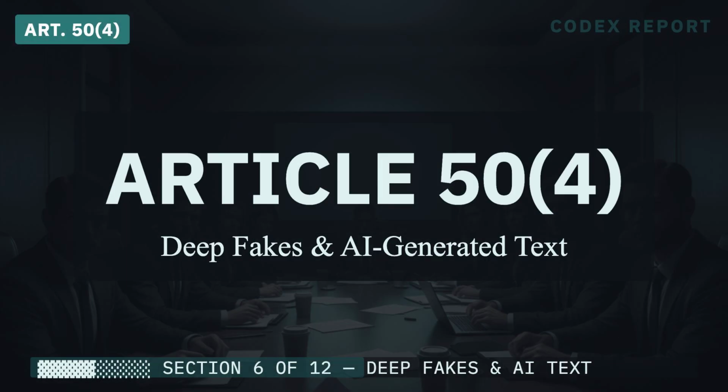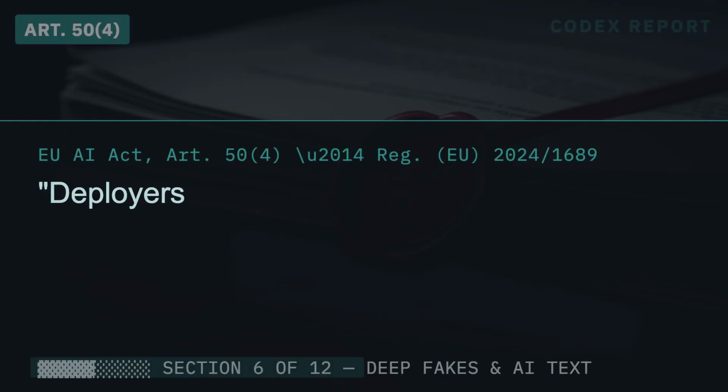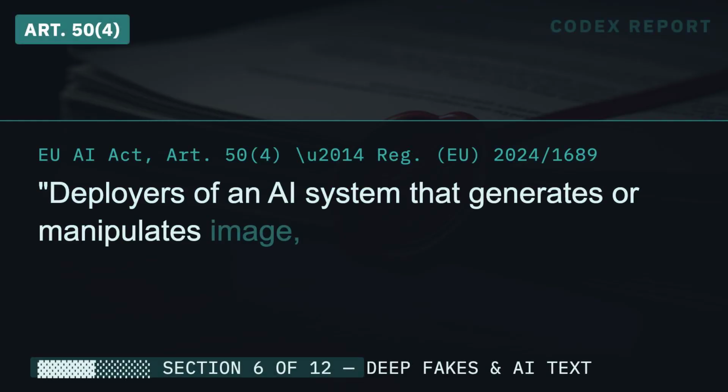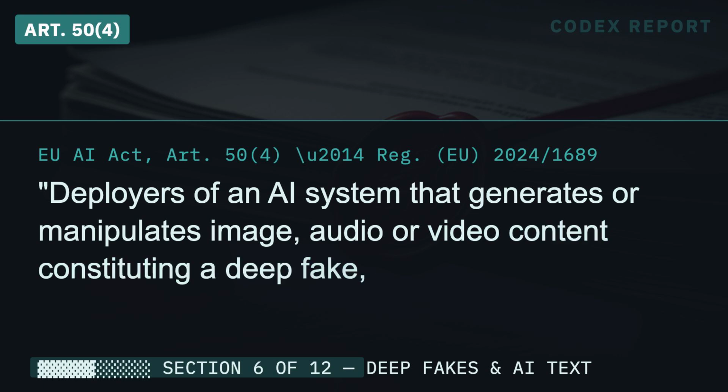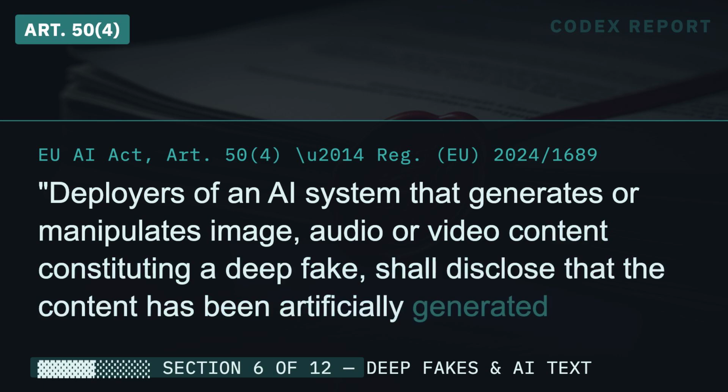Paragraph 4 of Article 50 is, for many organisations, the provision with the widest practical reach. It addresses two distinct categories of content: deepfakes and AI-generated text published to inform the public. First, deepfakes. Deployers of an AI system that generates or manipulates image, audio, or video content constituting a deepfake shall disclose that the content has been artificially generated or manipulated.